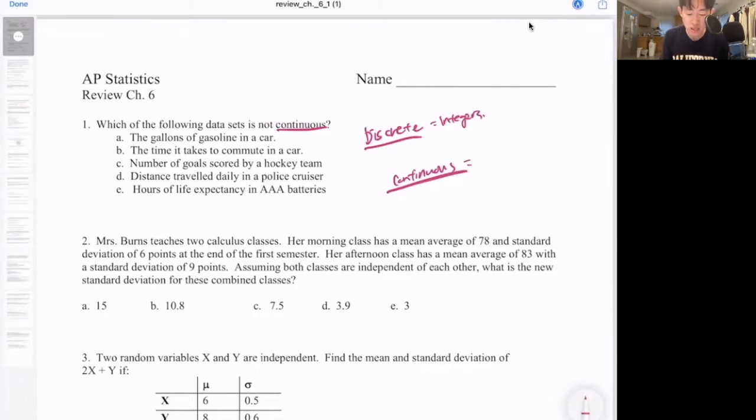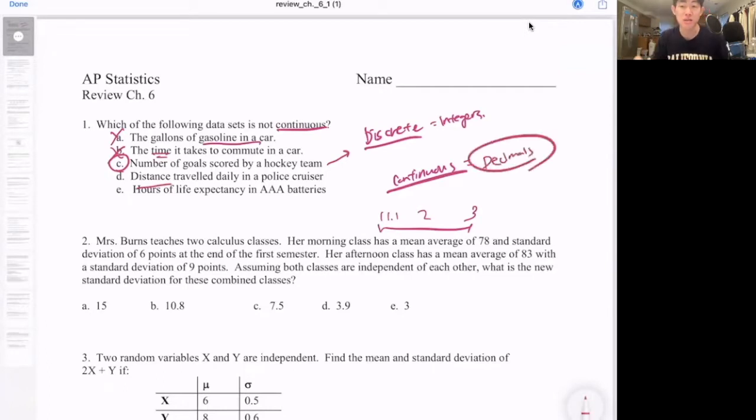So the gasoline in the car, it's not just 1, 2, 3 gallons. You could have 1.1 gallons, or 2.2, anything in between is fair game. So that is a continuous data set. The time it takes to commute in a car, please assume it's going to be continuous. Number of goals scored by a hockey team is going to be the correct answer, because that can only be 1, 2, 3, 4, 5. You can't score 1.1 in a game. It's either one goal, two goals, and so on. Distance, also 27.2 miles. So anything with decimals means it can be continuous.